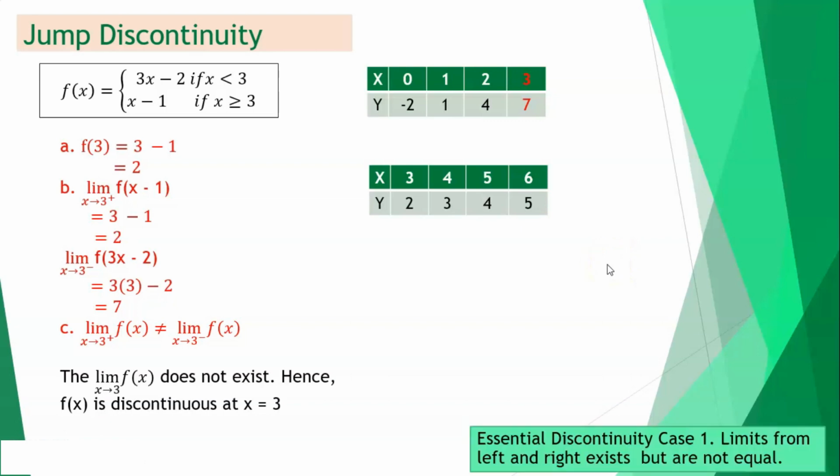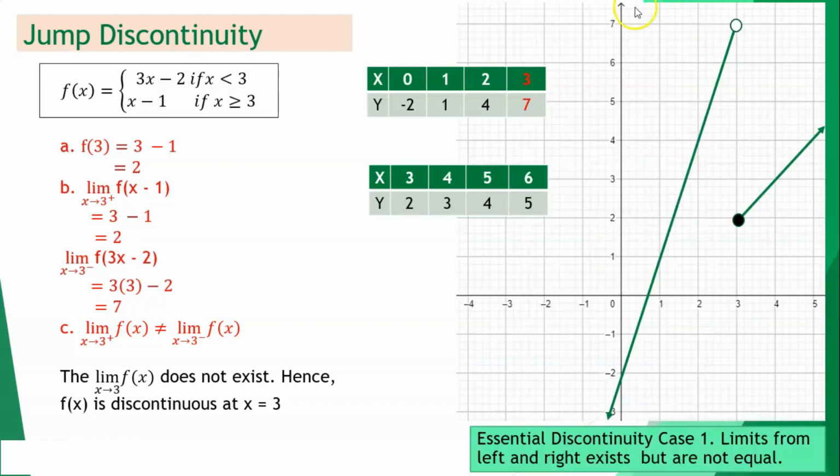So with this, graphing this will be our graph. This is the graph of the first function. Take note, it is open here. It's shaded going down. And for x minus 1, start from 3 to 2, 4 to 3, 5 to 4, and so on. This will be our graph. So take note, for jump discontinuity, the limits from left and right exist, but they are not equal. So jump discontinuity cannot be redefined. Take note of that.